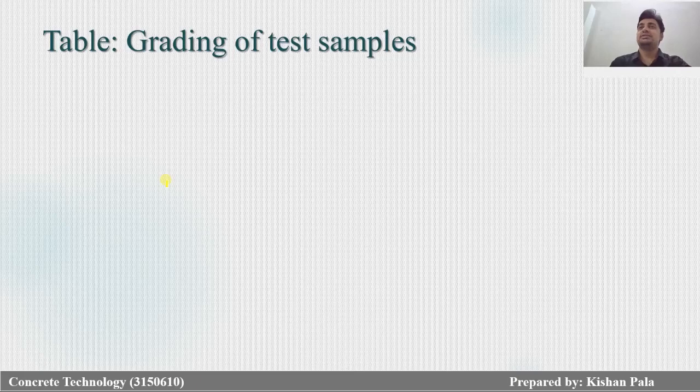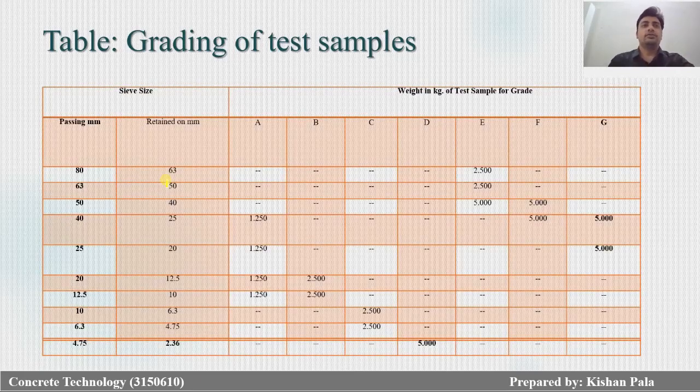Grading of the test samples. Before starting our test, you should understand this table. We have different gradings of the aggregate like A, B, C, D, E, F and G grade. Clear? So these are the different grades we have. These grades depend on the use of the designated area, and these are the sieve sizes. First one is passing in mm and second one is retained in mm.